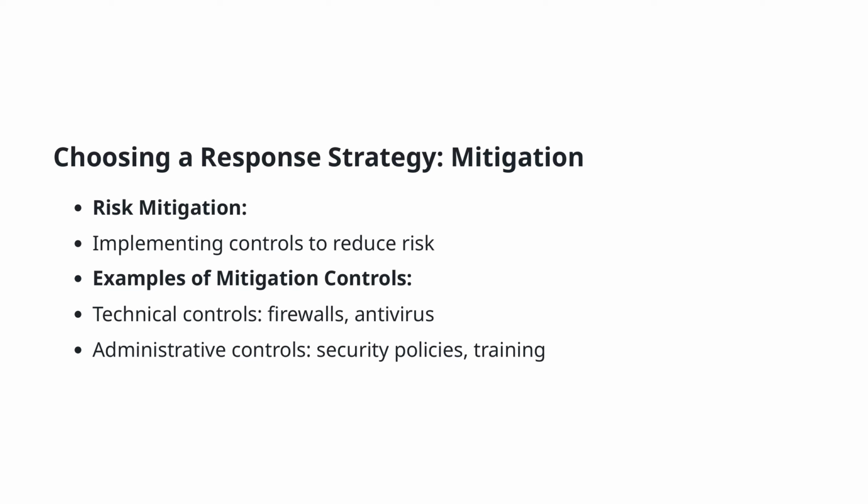Technical controls include elements such as firewalls and antivirus software. These are designed to protect your systems by preventing unauthorized access and detecting malicious activities. On the other hand, administrative controls encompass security policies and training programs. These controls help to create a secure environment by establishing guidelines for safe practices and ensuring that staff are well informed about security protocols. By implementing these mitigation controls, you can significantly reduce the likelihood and impact of potential threats, thereby helping to safeguard your business objectives.